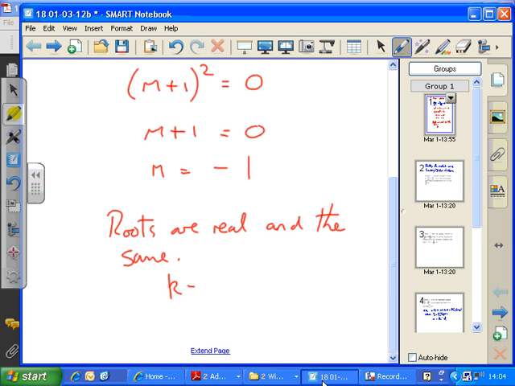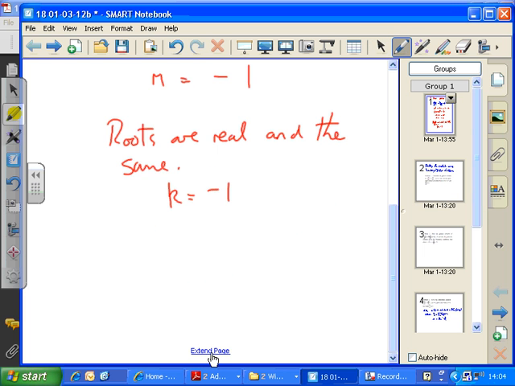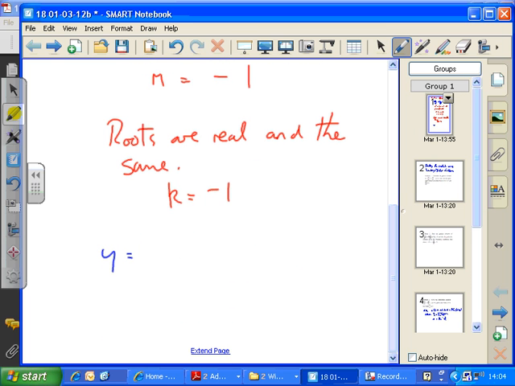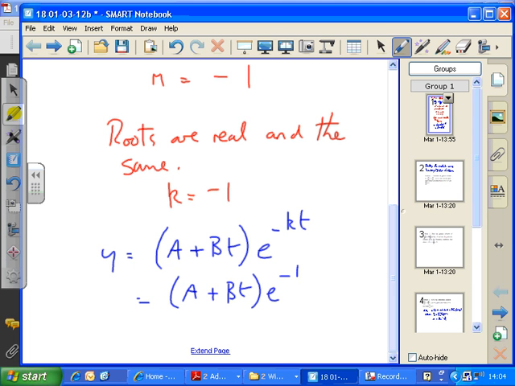So k equals minus 1, and the solution has the form. In this case, we're looking at y with respect to t. So we've got y equals (a plus bt) e to the minus kt. That's the form of the solution. If you look at your table of solutions, you see that written there. I've just used y and t instead of y and x, which is in the table. K is minus 1, so y equals (a plus bt) e to the minus t.